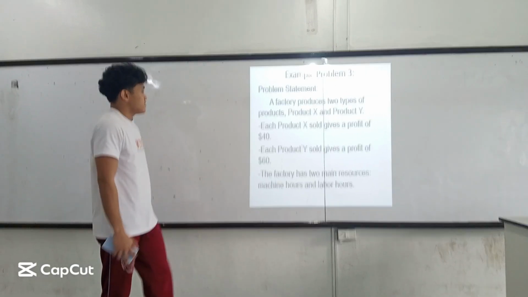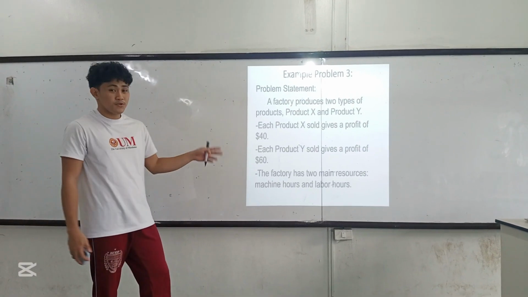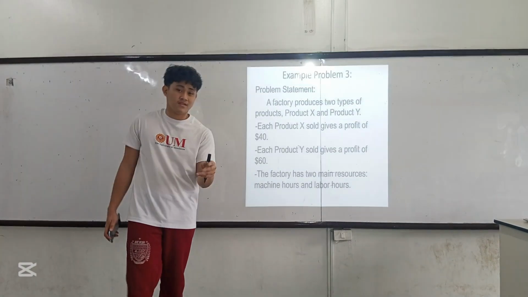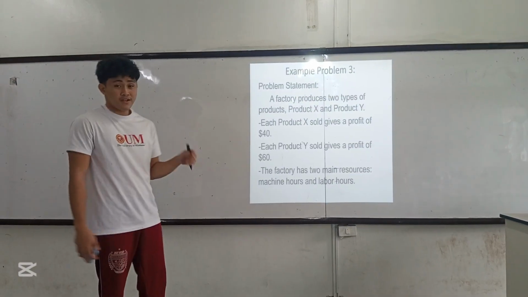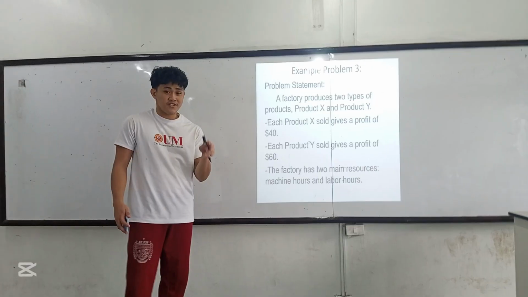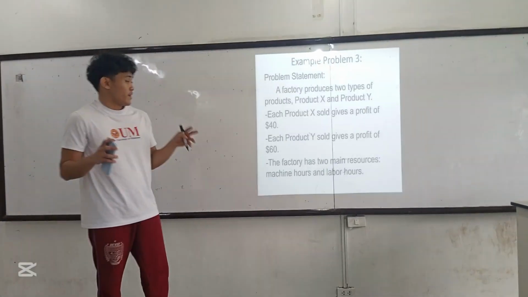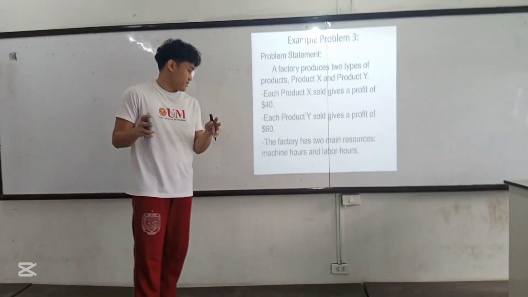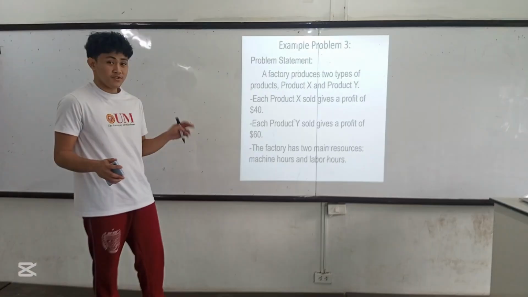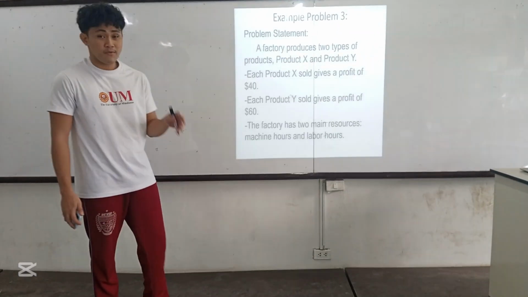Our third example, problem statement: a company uses two types of products, product X and product Y. Each product X sold gives a profit of $40. Each product Y sold gives a profit of $60. The company has two main resources, machine hours and labor hours.